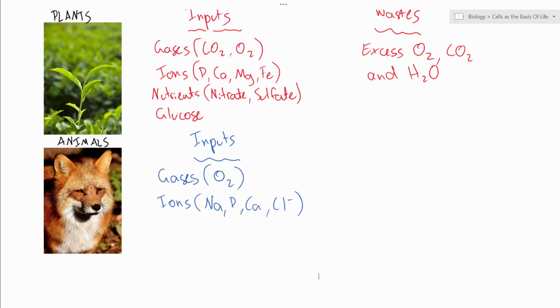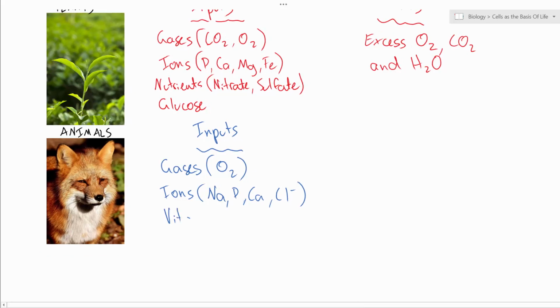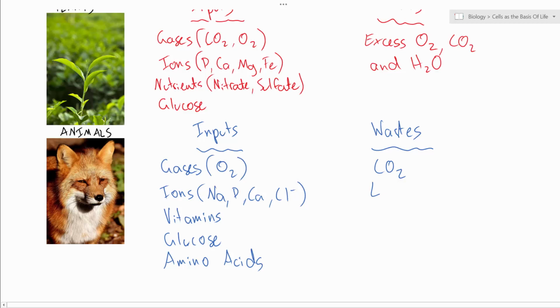We also see the requirement for different types of vitamins. In most or many animals, we need glucose to be ingested in order for aerobic respiration to take place, and we need to ingest food that contains amino acids so we can go about building some proteins. And finally, in animals, some wastes which we see include carbon dioxide, a waste product from aerobic respiration. So we are going to breathe that out. Animals are most likely to breathe that out.